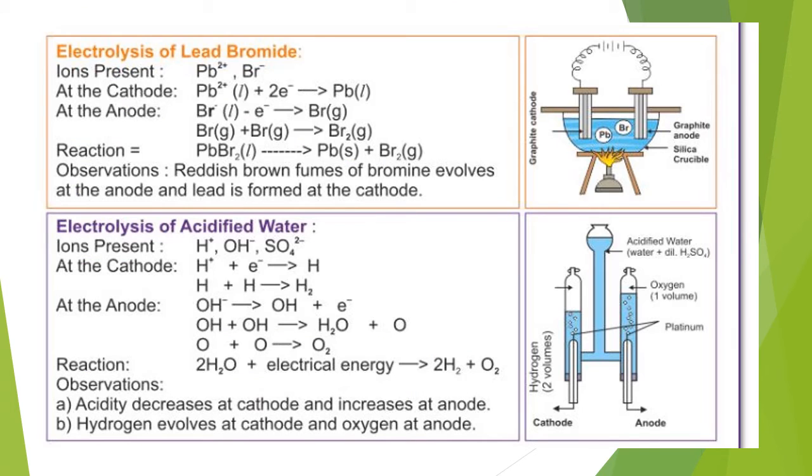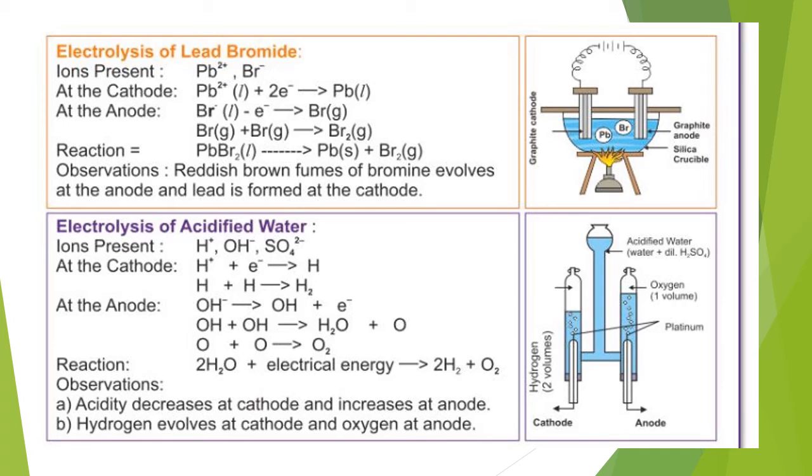Here on this slide we can see the electrolysis of lead bromide. The ions present here are Pb2+ and Br-. From the diagram we can see that we have an electrolytic solution and two ions being shown. There are two rods which are the electrodes: one is the graphite cathode, another one is the graphite anode. And the process is happening. So at the cathode, Pb2+ plus 2 electrons gives Pb, and Br- gives Br plus 1 electron.